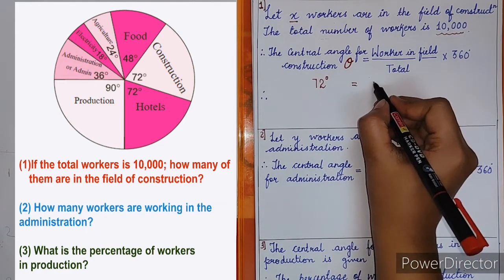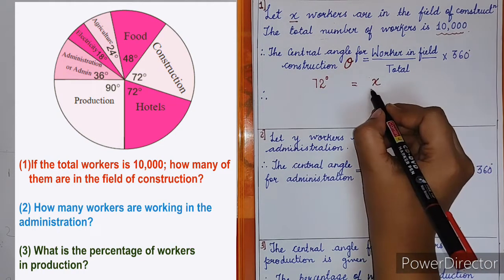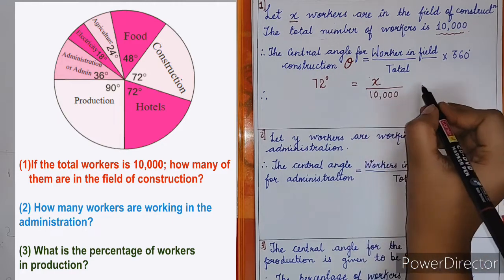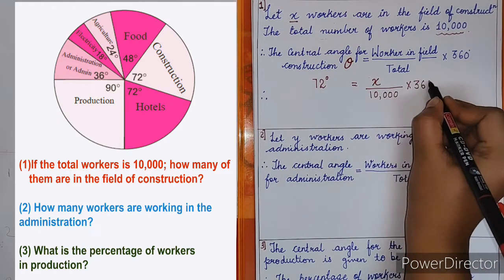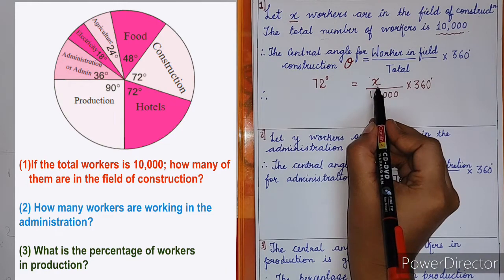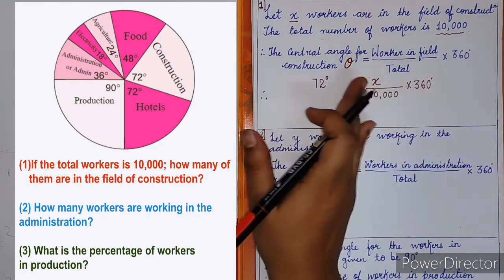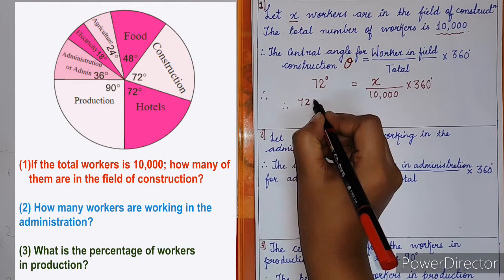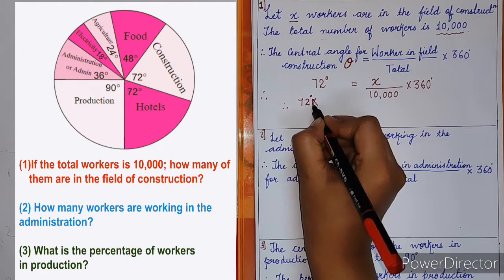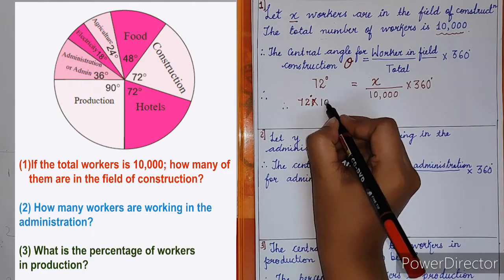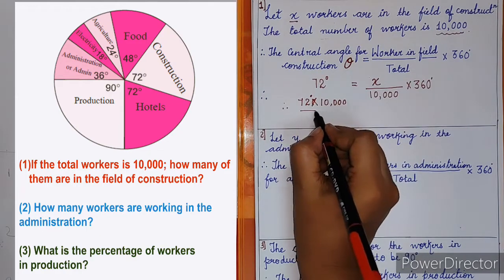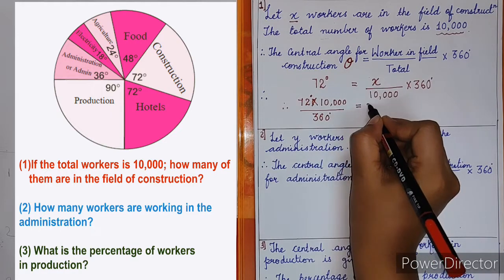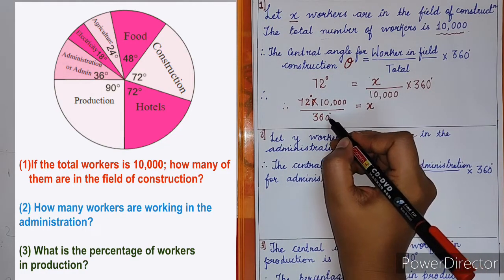Workers in the field of construction we have assumed as X. Total workers is 10,000, multiplied by 360 degrees. Now we have to find X. So we'll keep X on one side and take all the numbers to the other side. Therefore 72 degrees multiplied by 10,000, which is in the denominator and will come to the numerator, and 360 degrees will go to the denominator, equals X. So we'll see the calculation.